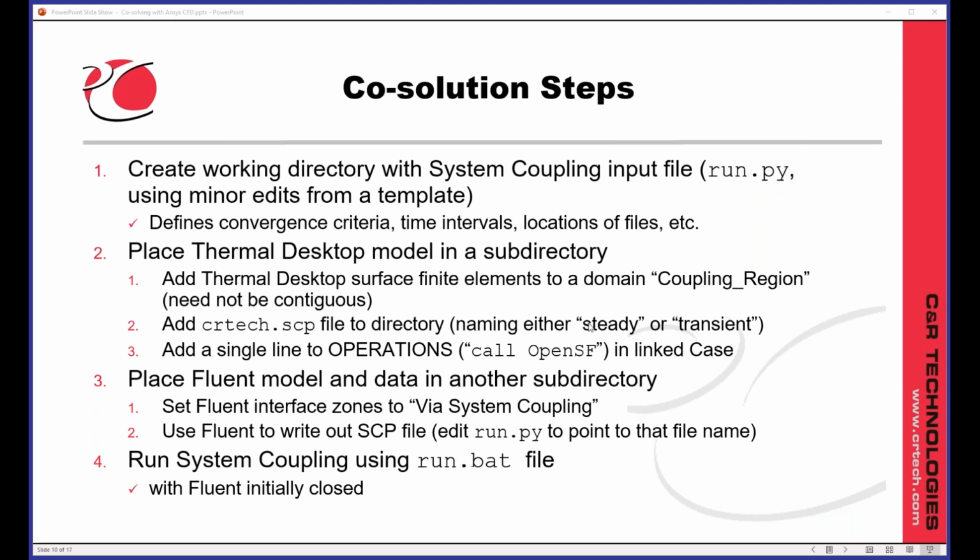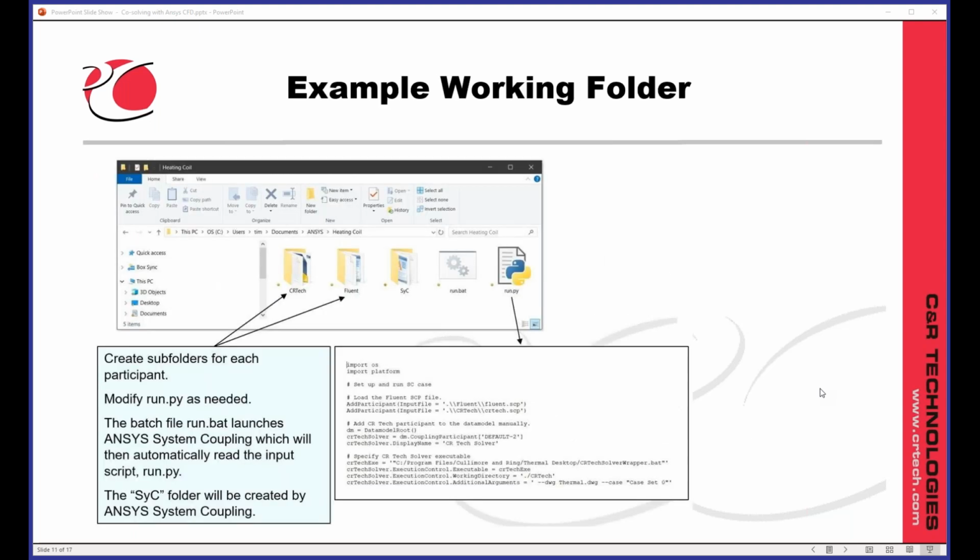And ANSYS is moving away from files and scripts and so forth and into GUIs more and more. But right now, you do have to place a couple of files and edit a couple of lines. So an example of the working directories: this would be a working directory called heating coil. And inside there, I've got a folder called CRTech that contains all my Thermal Desktop models, my output files, my run directories, anything you want that has to do with that model. You create another folder called Fluent, or whatever you want to call it, but that folder is now going to be where all your Fluent model and restart data and so forth is contained.